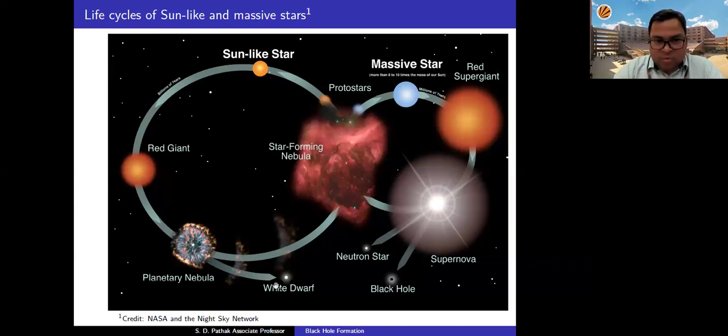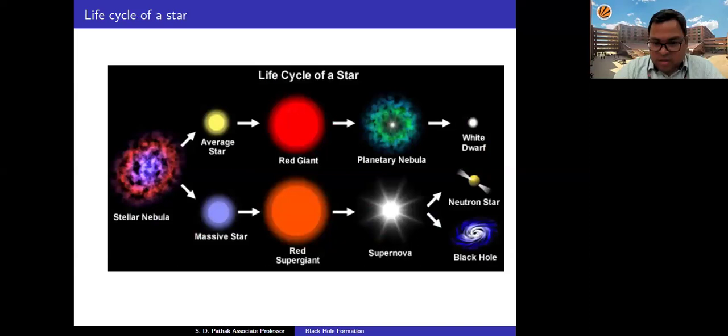In the next slide, you can look at this picture, which is a little bit clearer. The star nebula is where stars form. Nebula means where star formation occurs, and it is basically dominated by neutral hydrogen gas, the interstellar medium. An average star means a star just like our sun. And what happens if the virial theorem is violated? Then it becomes a red giant and a planetary nebula, and finally a white dwarf, right?